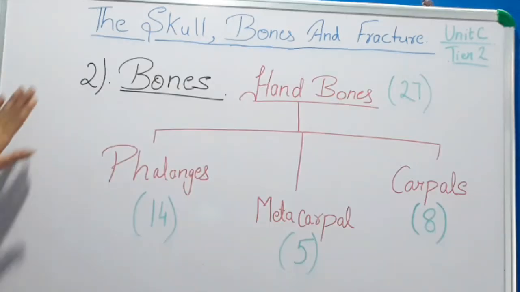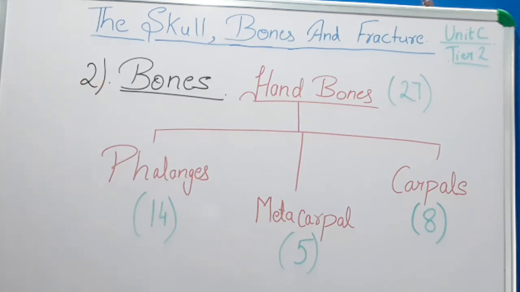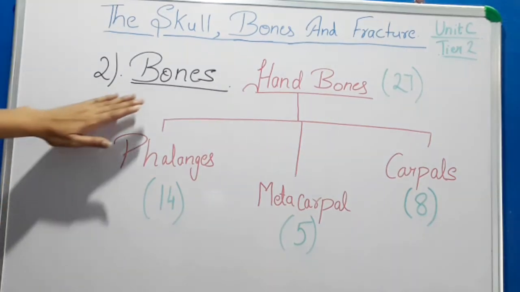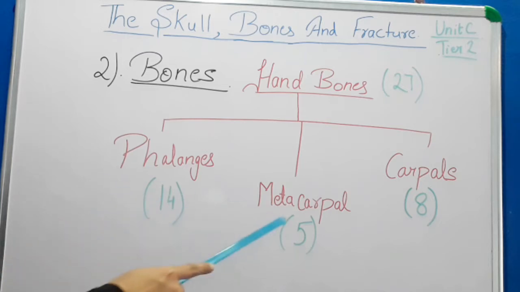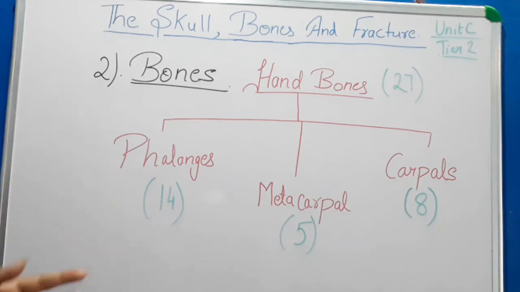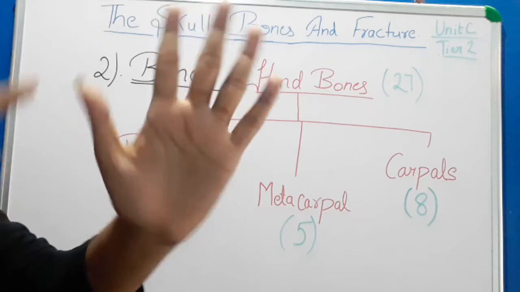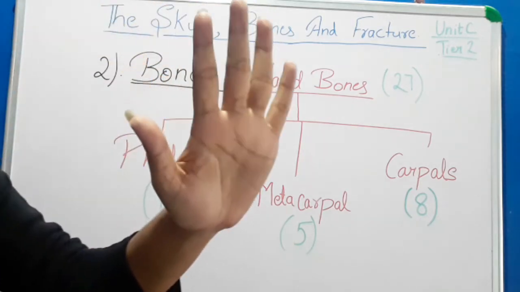Now the second thing we are going to study is bones. So let us see hand bones. Our hand comprises 3 different types of bones, that is phalanges, metacarpals and carpals. Phalanges are the digital bones of the fingers and thumb. Can you see this? These bones are called phalanges.